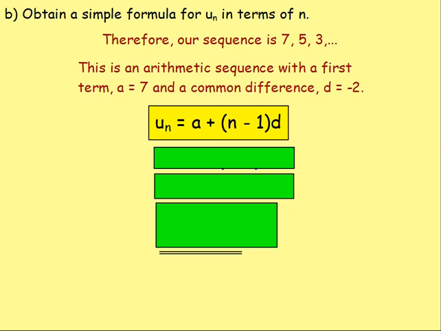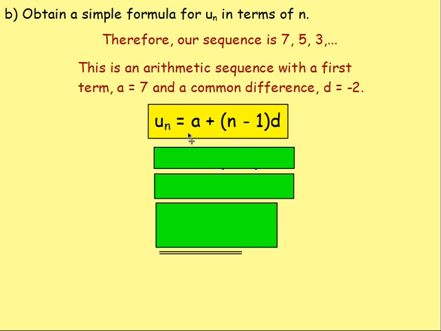Part B, obtain a simple formula for un in terms of n. We already know that our sequence is 7, then 5, then 3, and so on. It's an arithmetic sequence with a equals 7, common difference of d equals negative 2. Because we know a is 7, because we know it's got a common difference of negative 2, and because we know we want our simple formula in terms of n, we're not going to replace n with a number, we're just leaving it as n.